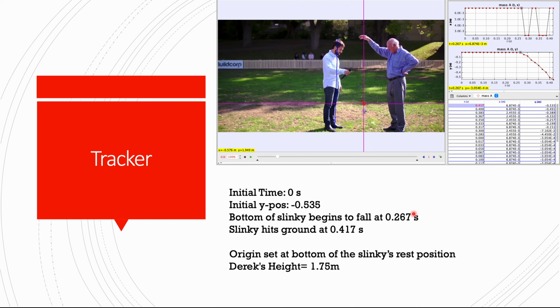For our Tracker model, we set the initial time to be 0 seconds, the initial y position, which is the only axis we care about in this case, to be negative 0.535 meters. The bottom of the slinky begins to fall at 0.267 seconds, and the slinky finally hits the ground at 0.417 seconds. I used Derek Muller's height as my reference, and he is 1.75 meters tall. And the origin, as you can see, is set to be the position to which the bottom of the slinky compresses, before it begins to fall as one whole slinky.